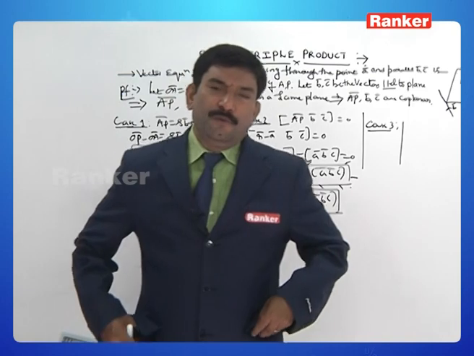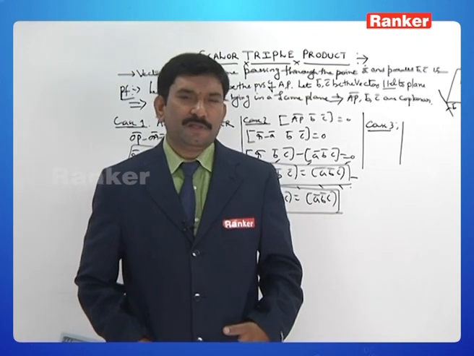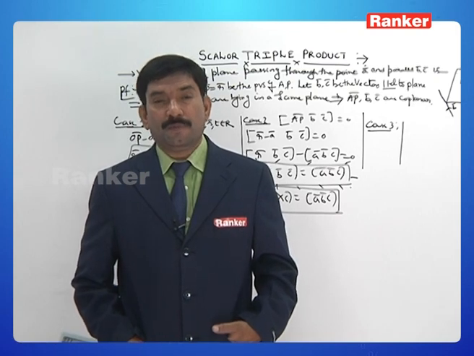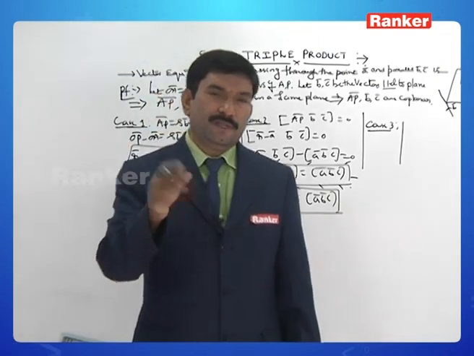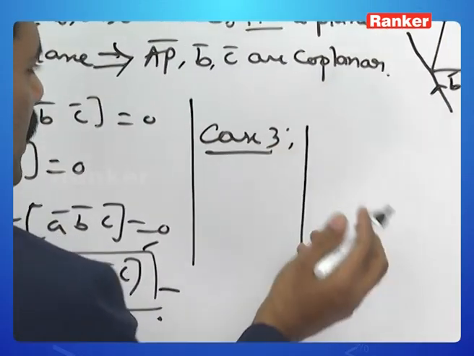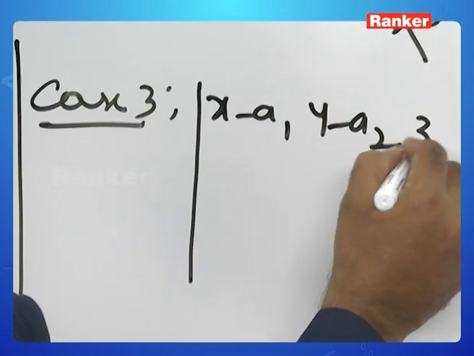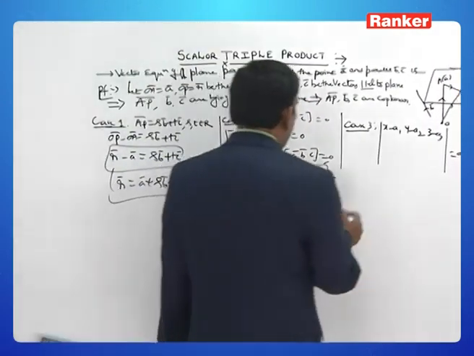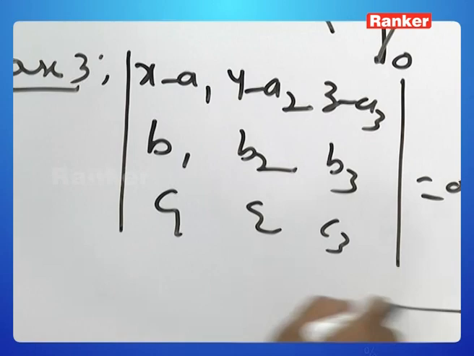The third method is, if OP bar is equal to R bar is equal to Xi plus Yj plus Zk, and A bar is equal to A1i plus A2j plus A3k. B bar and C bar are two vectors parallel to the plane. B bar is equal to B1i plus B2j plus B3k, and C bar is equal to C1i plus C2j plus C3k. So AP bar, OP minus OA, means R bar minus A bar, so X minus A1, Y minus A2, Z minus A3. Followed? Now this is B bar, B1, B2, B3, C1, C2, C3, right?